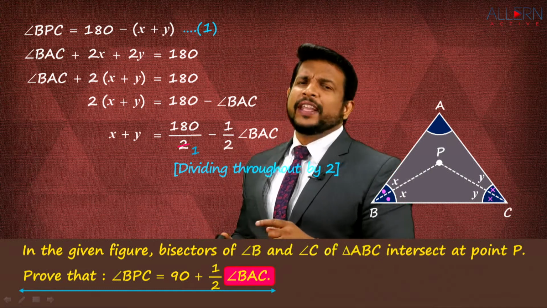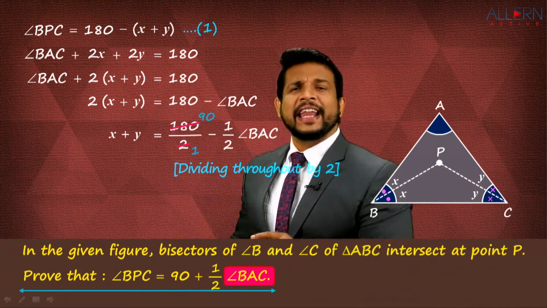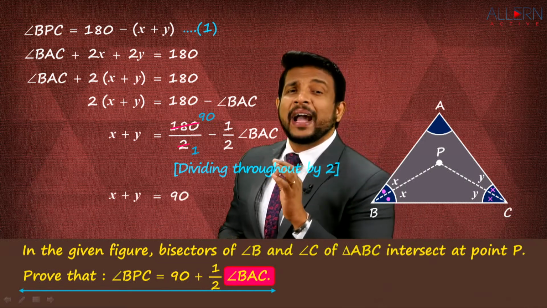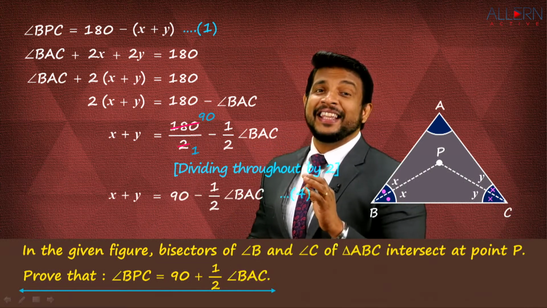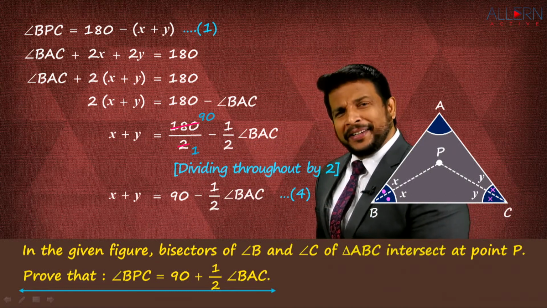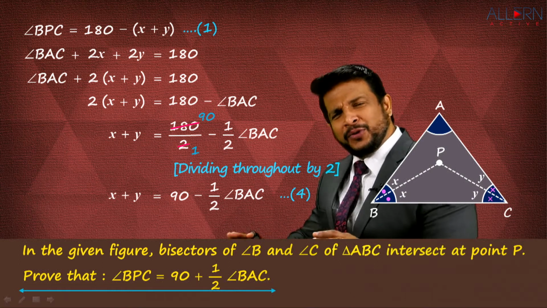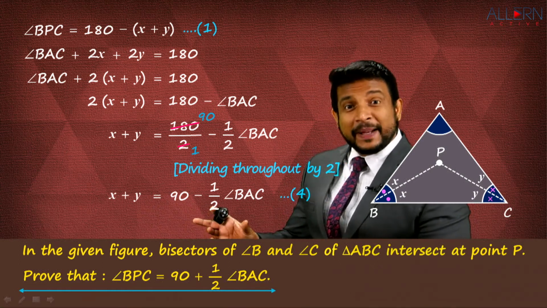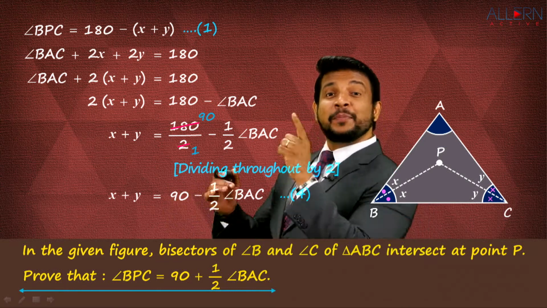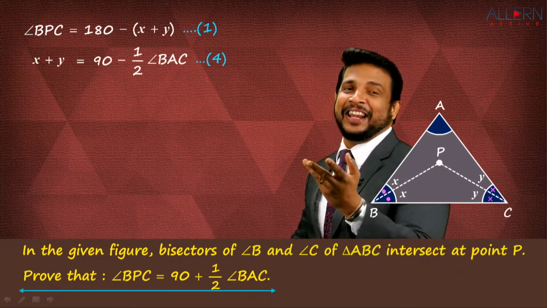Now let's solve it. So what do we get further? 2 ones are 2, 90s, and now nothing here. So what do we get? It is 90 minus half of angle BAC, and let's say that's our result number 4. Now you know what? It's very interesting now, almost towards the end. We got the value of x plus y, right? We have to pick up this value and substitute that in equation number 1, and we'll get the answer.